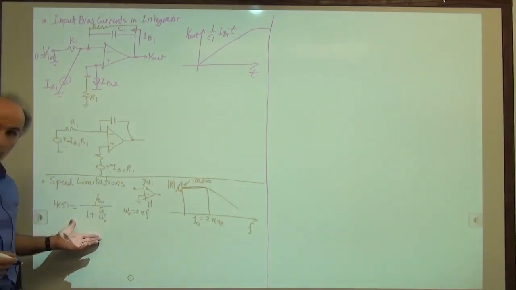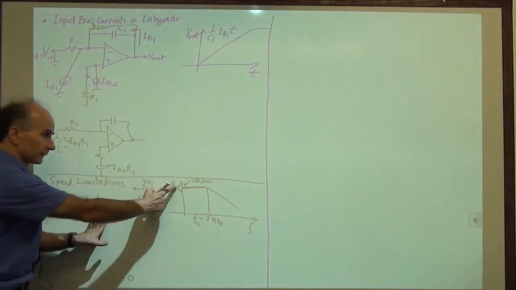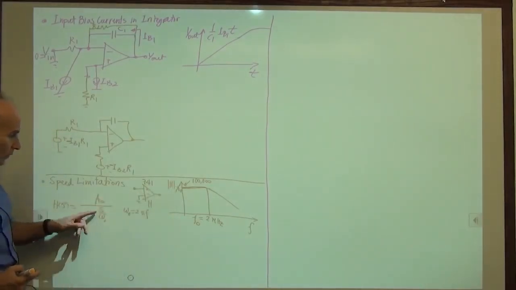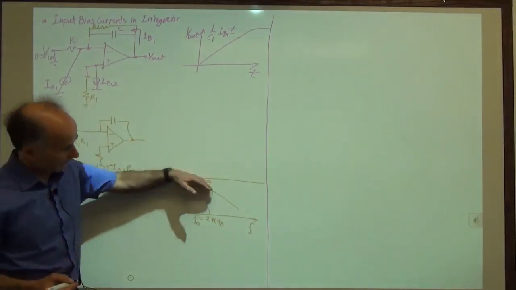This makes sense, right? If S, the frequency of operation, is very low, we have a gain of A0. And then as this goes up, you remember that we take the magnitude of this from Bode plots, and we see that it falls.